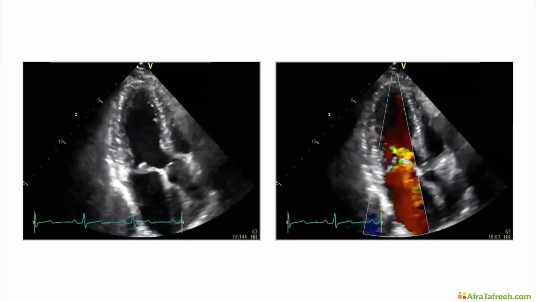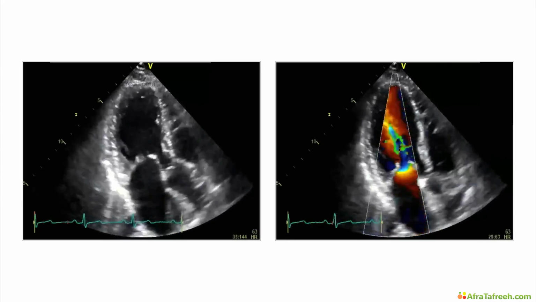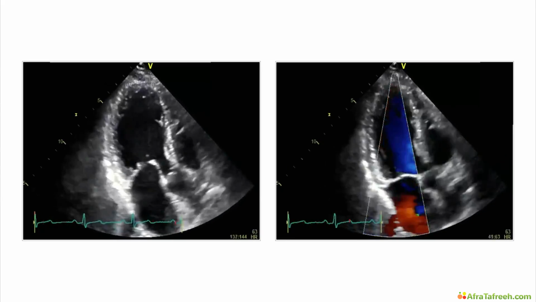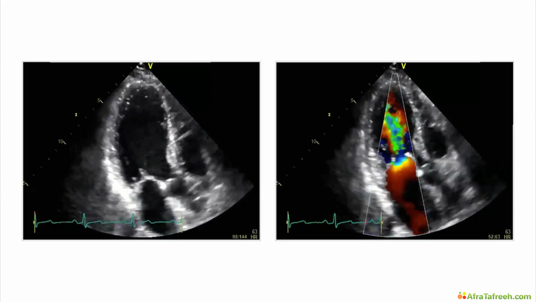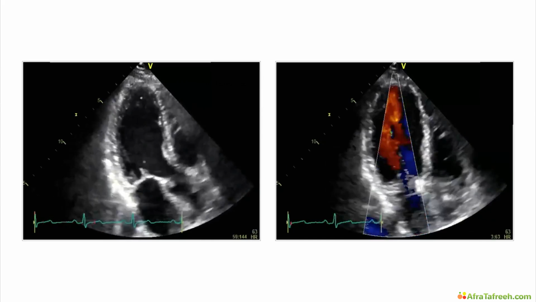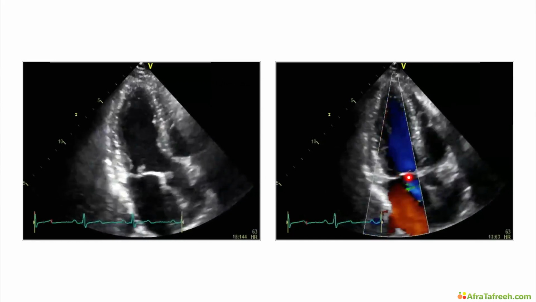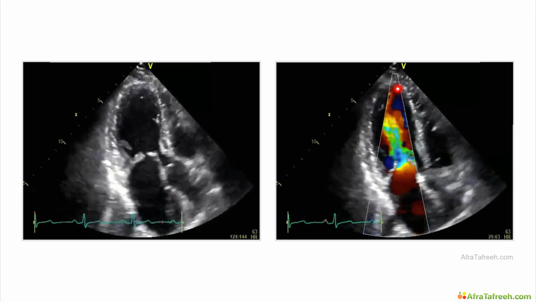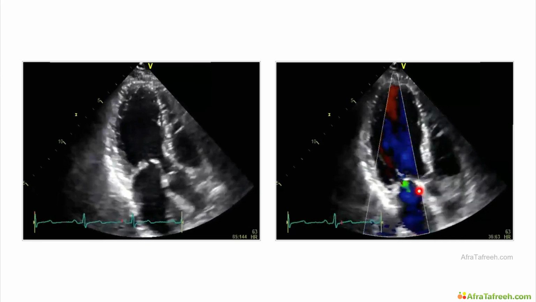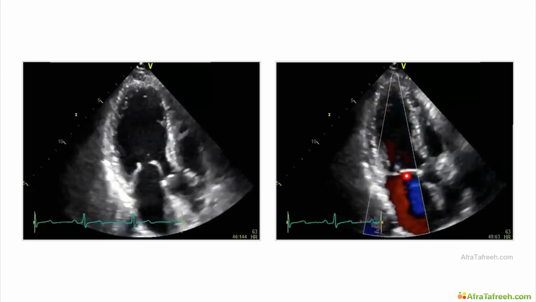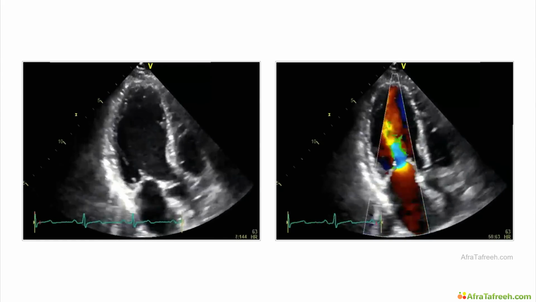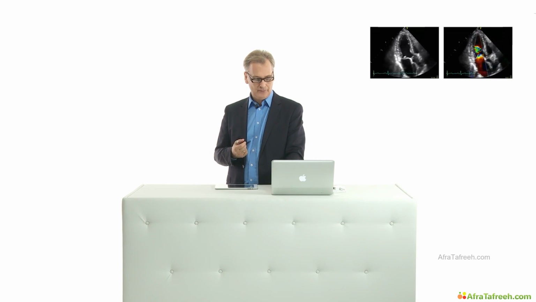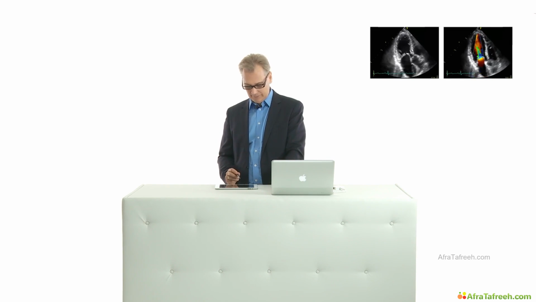Here are the apical long axis views in 2D and in color. What do we see? Well, first of all, again, the typical features of doming and the candle flame, the accelerated flow. A little bit of mitral regurgitation is seen here as well. Now, why did this patient develop a stroke? The reason is very simple.